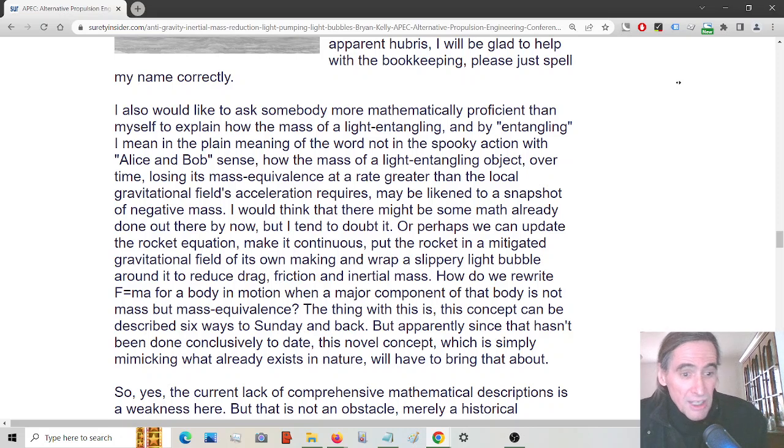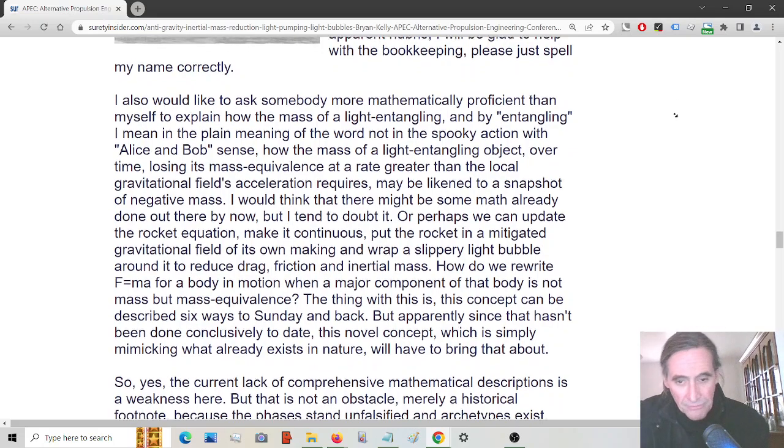Or perhaps we can update the rocket equation, make it continuous, put the rocket in a mitigated gravitational field of its own making, and wrap a slippery light bubble around it to reduce drag, friction, and inertial mass. How do we rewrite F equals ma for a body in motion when a major component of that body is not mass, but mass equivalence?